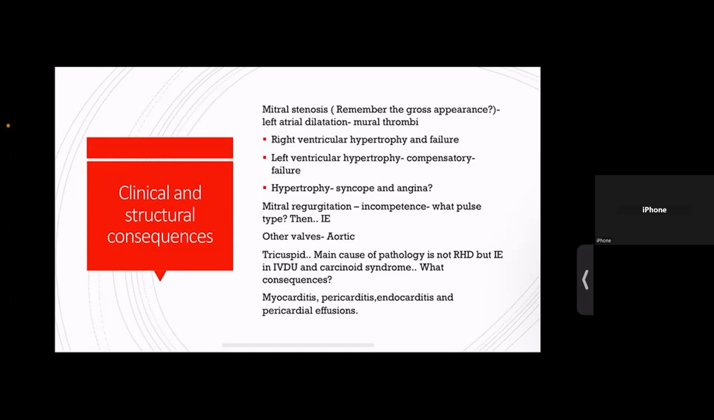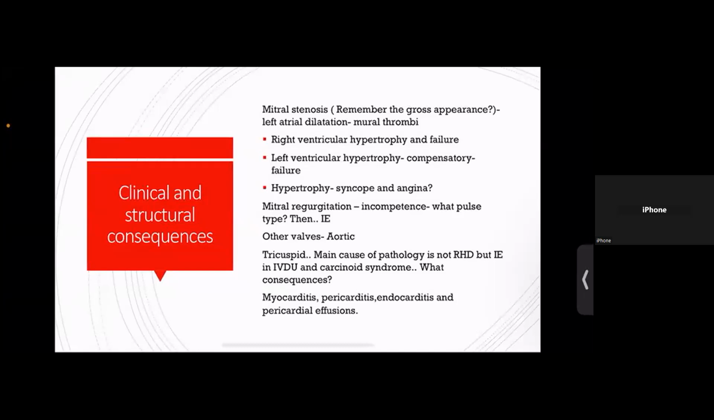Because remember, the commonest site in which a clot or a thrombus from the heart can be thrown is the brain, okay? So therefore, there is a possibility that the patient with mitral stenosis is likely to suffer an ischemic stroke, okay? Because there is a likelihood of formation of a mural thrombus, and the thrombus is likely to be thrown from the heart to the brain, okay? So those are some of the clinical consequences of rheumatic heart disease, okay?